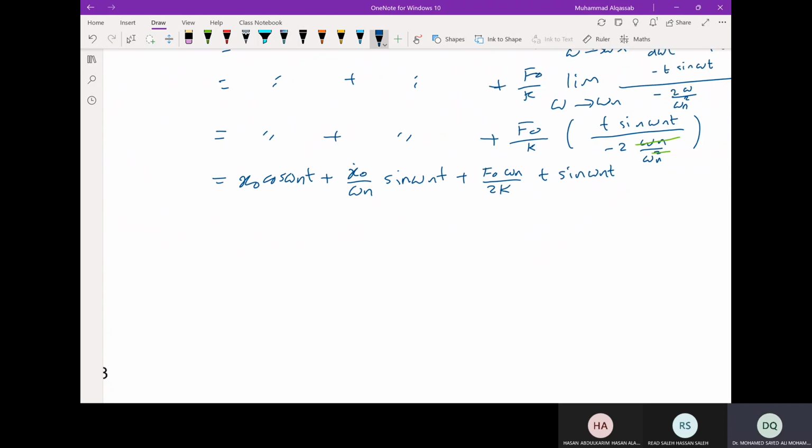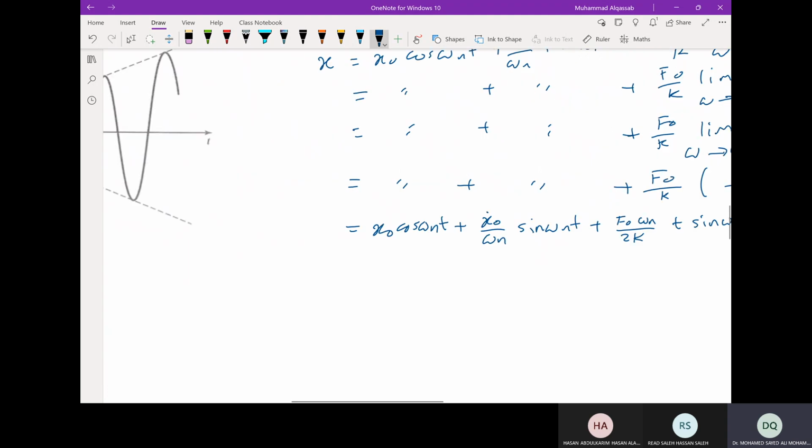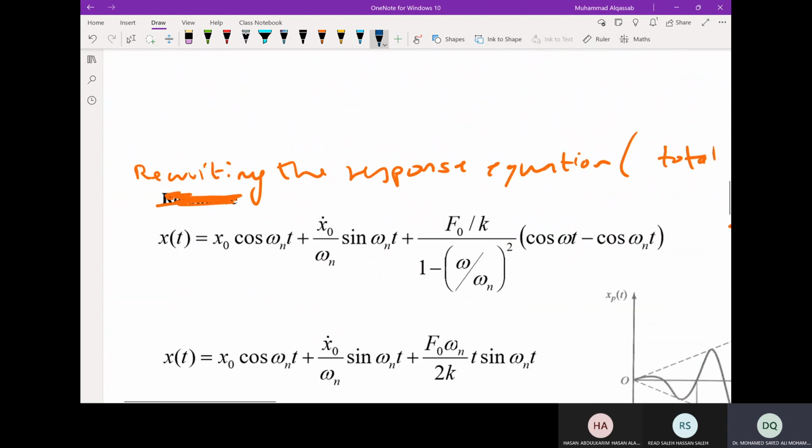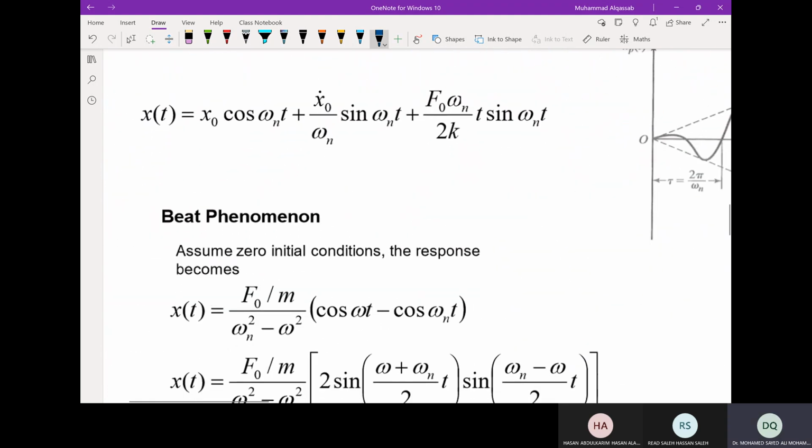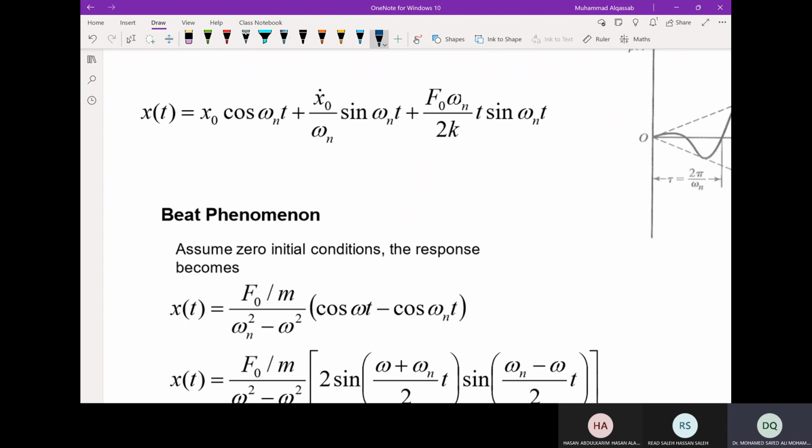Okay, so the first two terms are the same. The last term reduces to f naught omega n over 2k t sine omega n t. You see, this is the same, right? So it is x0 cosine omega n t plus x0 dot over omega n sine omega n t plus f naught omega n over 2k times t sine omega n t. The plot of each term, and those are added.